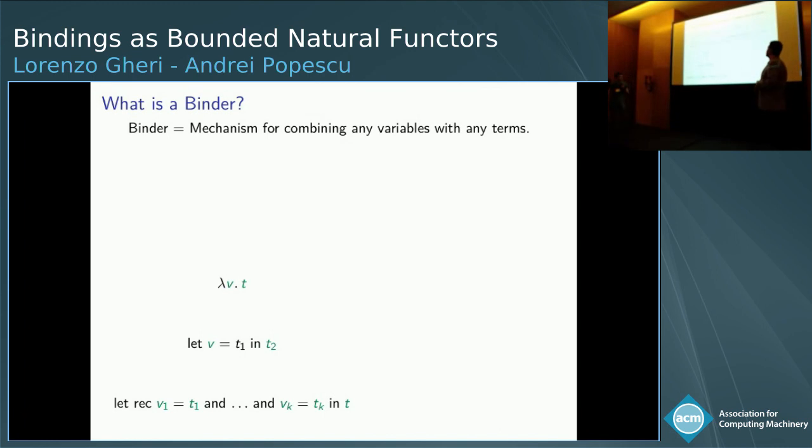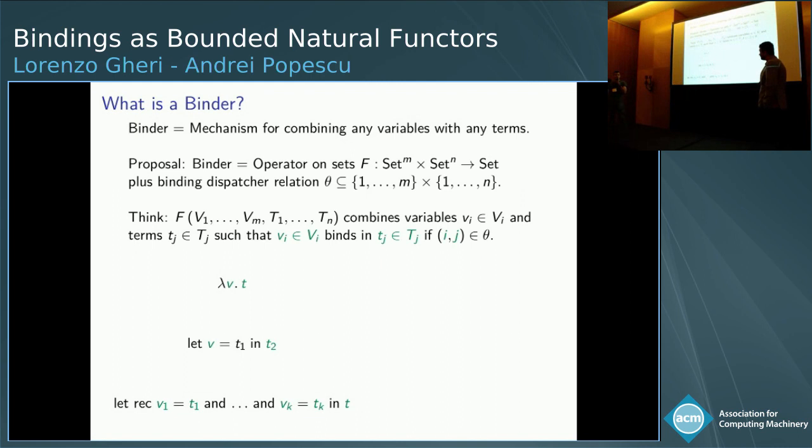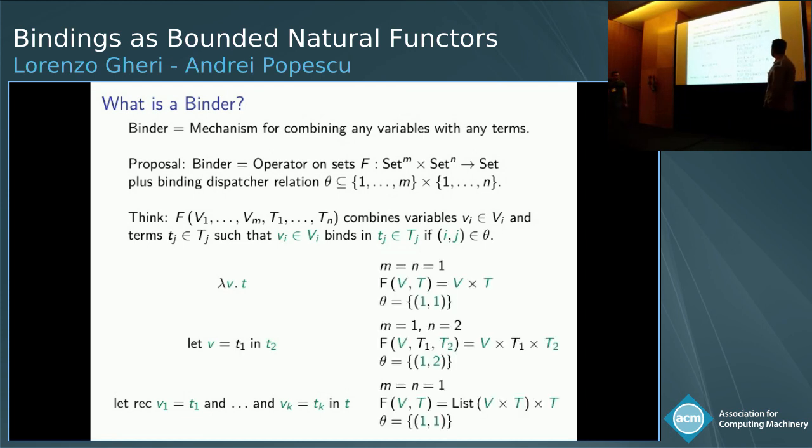Well, so how about modeling a binder as a multivariate operator on sets together with a binding dispatcher theta, which says what binds in what. So every element of F applied to sets of variables and terms can be seen as a container where the binding happens according to theta. I see. So in our examples, for the lambda binder, we would simply have a product, and theta will bind the only variable component into the only term component.